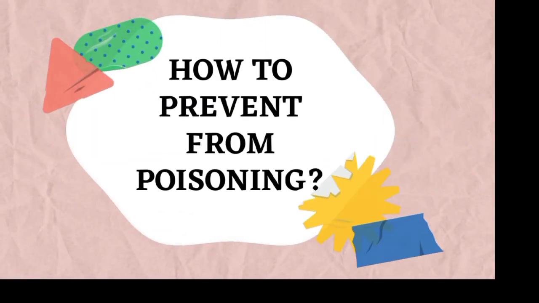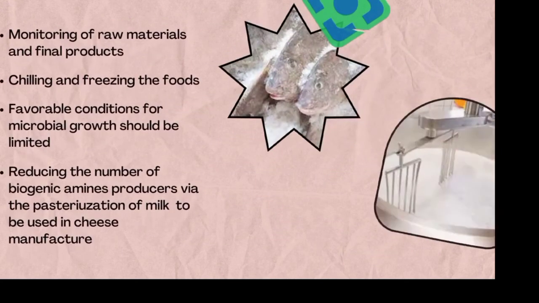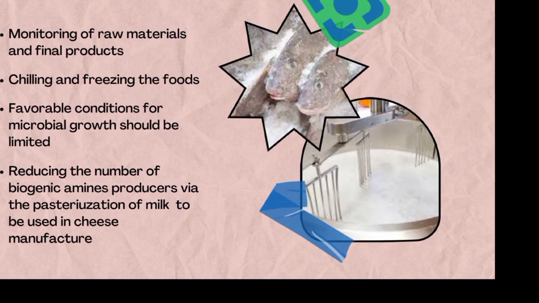How to prevent poisoning by biogenic amines? Monitoring of raw materials and final products. Chilling and freezing the foods. Favorable conditions for microbial growth should be limited. And the last one is reducing the number of biogenic amine producers via the pasteurization of milk to be used in cheese manufacture.